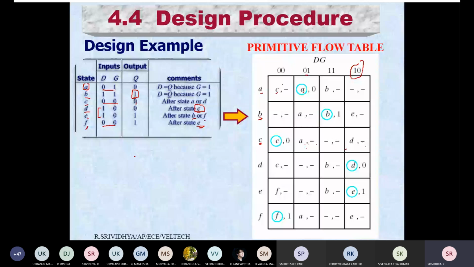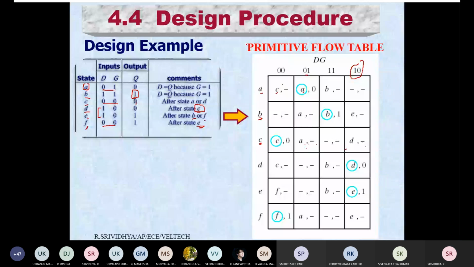Fine. Now, are you all clear with this table, the primitive flow table? Can anyone tell me why this is called a primitive flow table? Ma'am, because in each row there is only one stable state. Very good. So in each row, there is only one state that is stable.